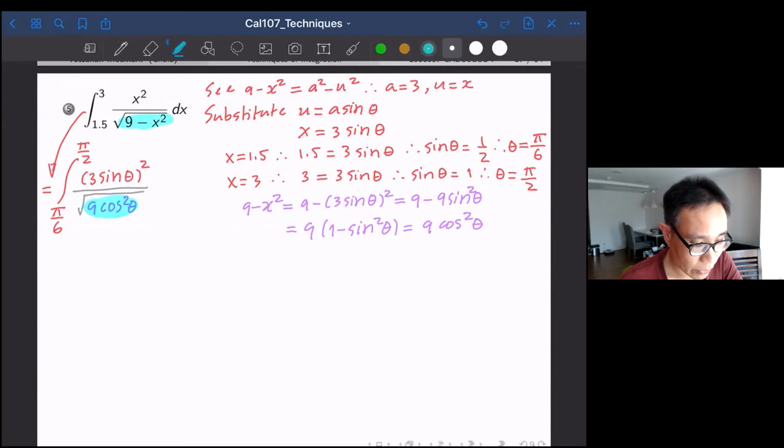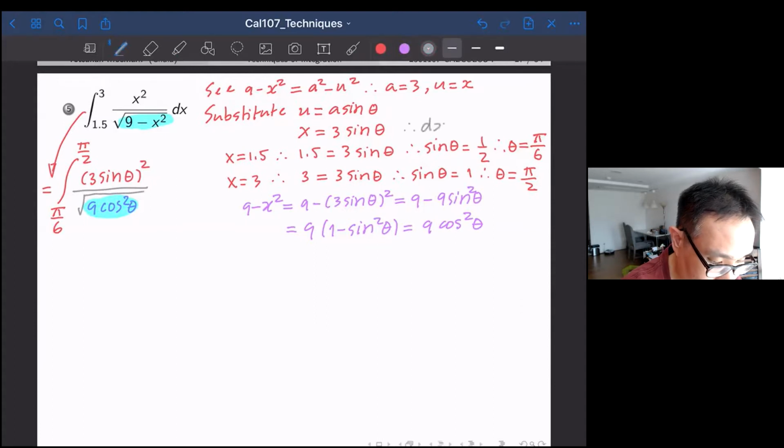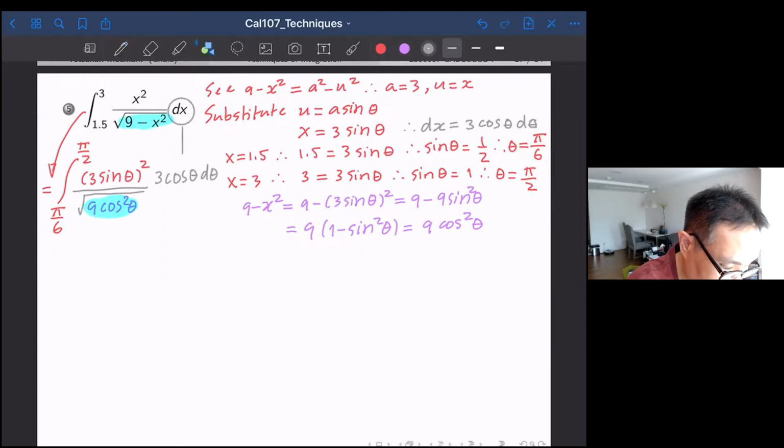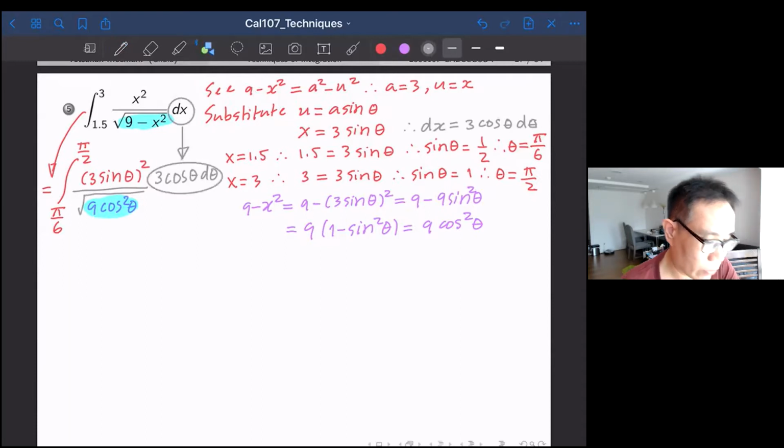After you have this one, you still need to compute dx, and dx will be a piece of cake here. So you differentiate both sides, and you get cos. So you get dx is 3 cos theta d theta. Okay, so that is my dx. So we have everything ready. So we're gonna just integrate.